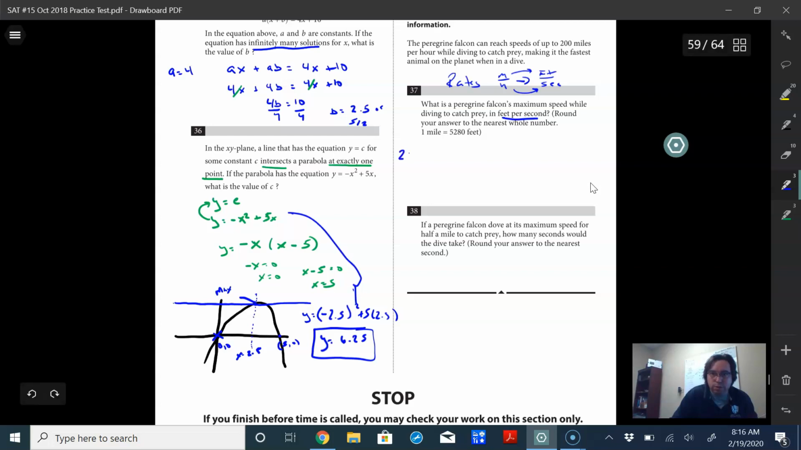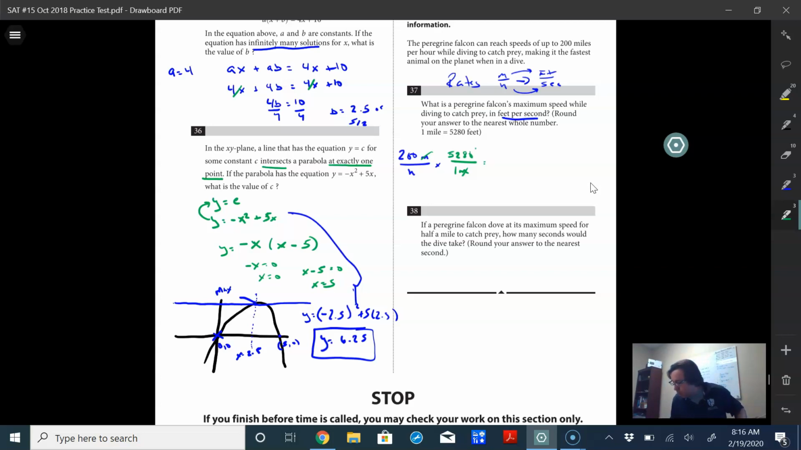So if we're at 200 miles per hour, and I see that 1 mile is equivalent to 5,280 feet, and I want to eliminate the miles, then my conversion factor would be 5280 feet over 1 mile. So now I'm eliminating the miles, right? Doing the calculations here, 200 times 5280 gives me 1,056,000.